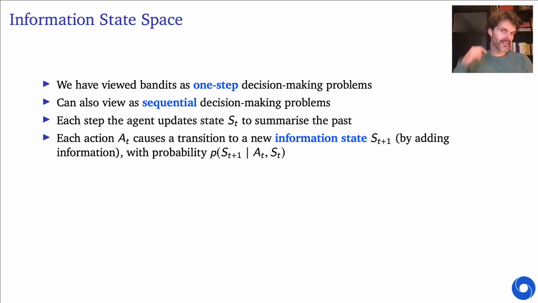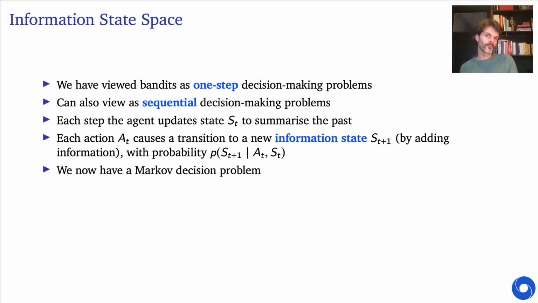So each action A can be thought of as transitioning to a new information state, S_{t+1}, by adding information with some probability. Given the state and the action, it is a random quantity, like the next state, because it depends on the reward that you receive. So given that we've taken action A_t in state S_t, we're going to transition to some state S_{t+1}. And that means that we have some sort of a Markov decision process where the states are fully internal to the agent.